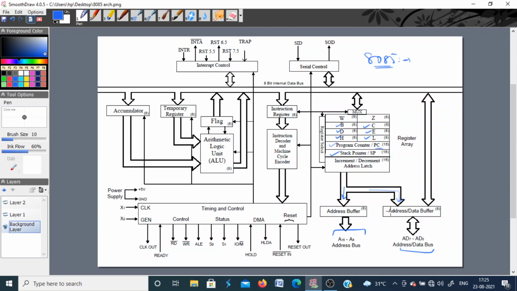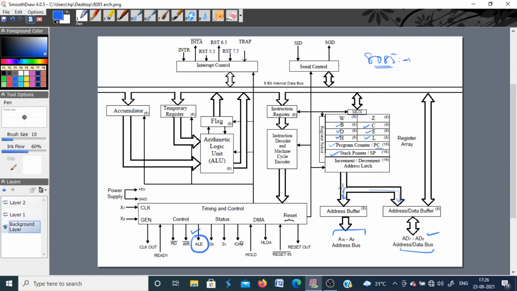The lower 8 bits are latched using a specific pin on the processor, which is called address latch enable. It is an active high pin. The processor sets the signal from 0 to 1. When it goes from 0 to 1, your lower 8-bit address is latched, and in the next part, these 8 lines can be used to carry the data.